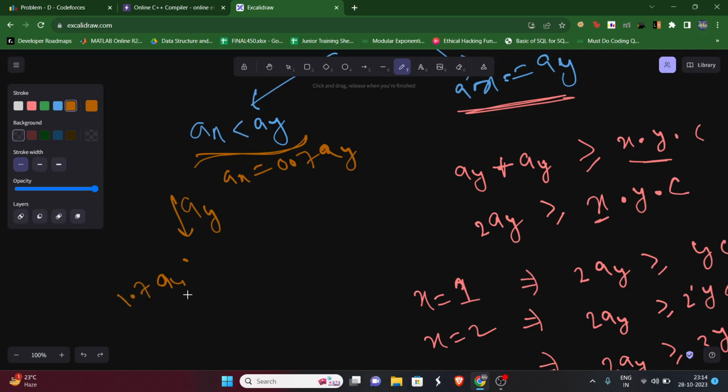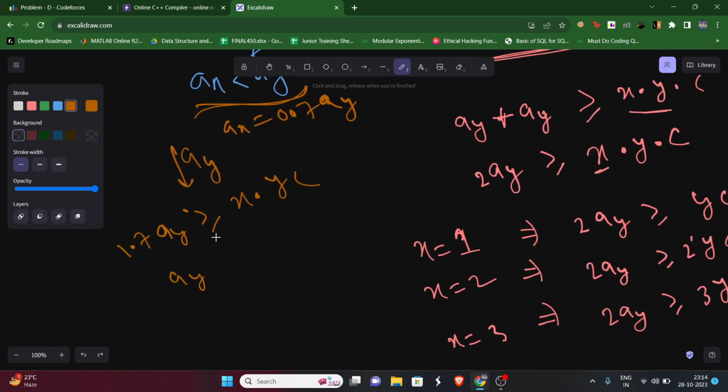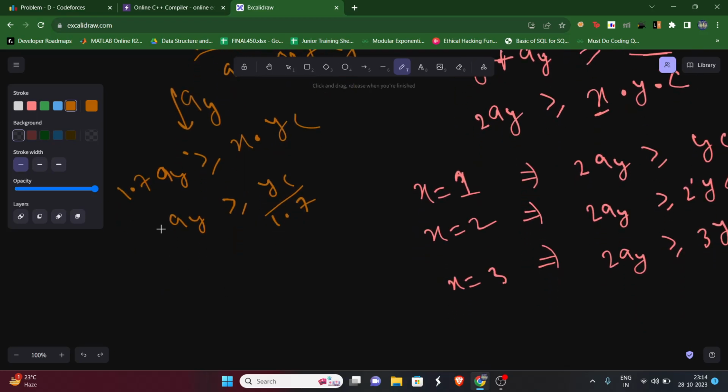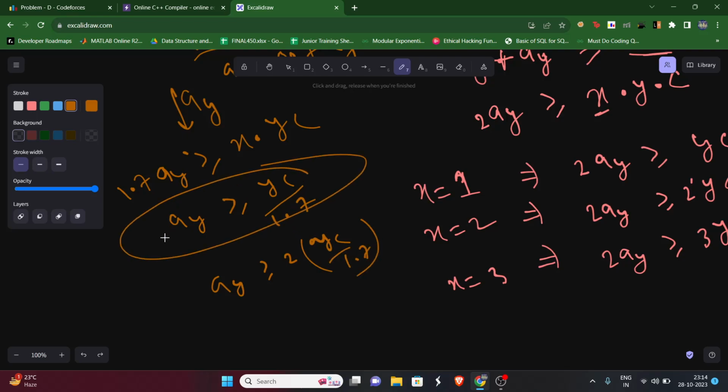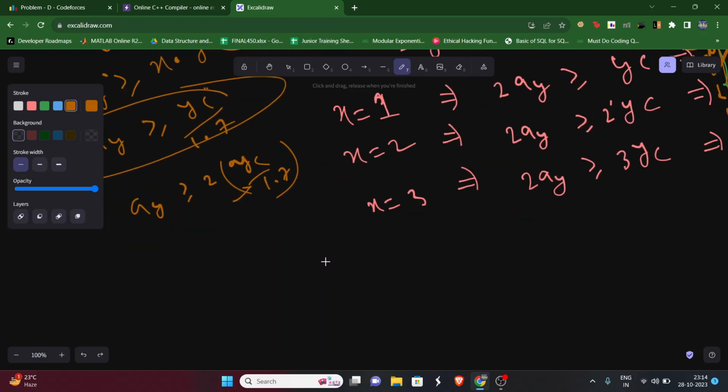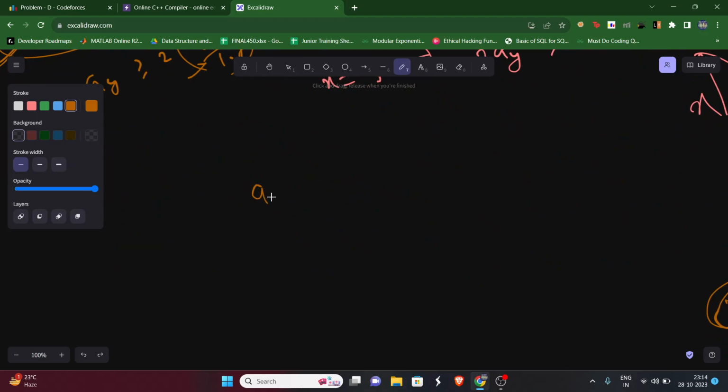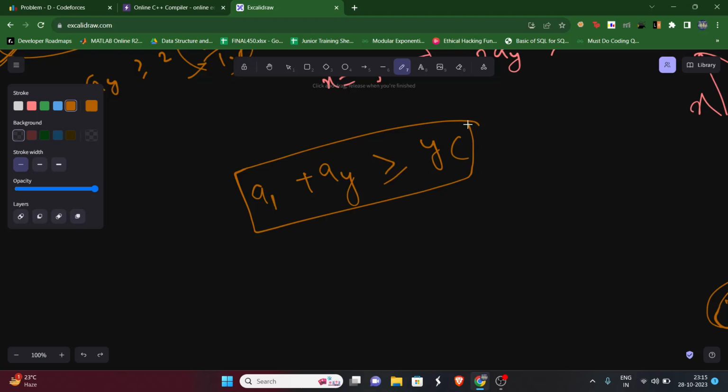That 1.7 ay should be greater than x into y into c, and if we keep on increasing, we will see that for x equal to 1, it will be something like y divided by 1.7, and if x equals 2, then ay should be greater than twice of yc divided by 1.7. So we still realize that picking 1 was our best choice, because if ay is greater than twice of this one, then it will definitely be greater than simply yc by 1.7. So if we take 1 with any city y, then it will be our best scenario, because it will simply have to satisfy this equation.